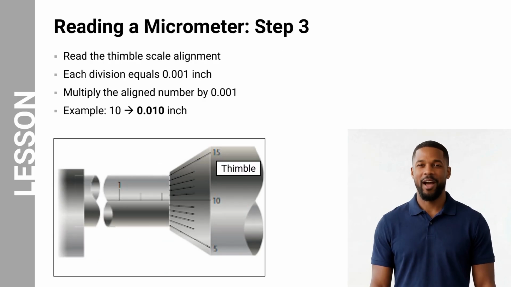With the sleeve values determined, the thimble reading provides the final level of precision. Each division on the thimble equals 0.001 inch. The aligned marking indicates the value to be added. For example, a reading of 10 equals 0.010 inch. This step captures the fine measurement details required for accuracy.